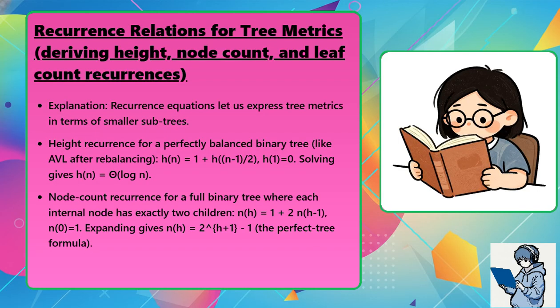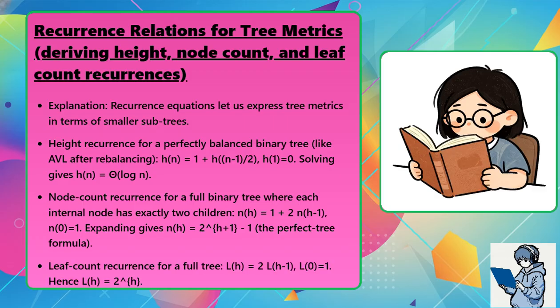Node count recurrence for a full binary tree where each internal node has exactly 2 children: N of h equals 1 plus 2 times N of h minus 1, N of 0 equals 1. Expanding gives N of h equals 2 to the power of h plus 1 minus 1, the perfect tree formula. Leaf count recurrence for a full tree: L of h equals 2 times L of h minus 1, L of 0 equals 1. Hence, L of h equals 2 to the power of h.